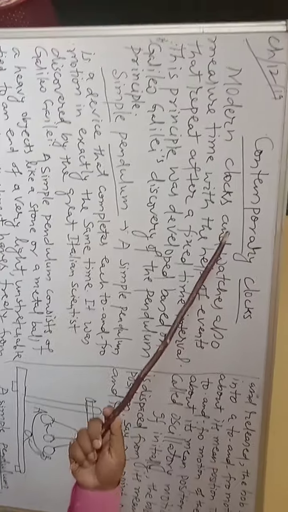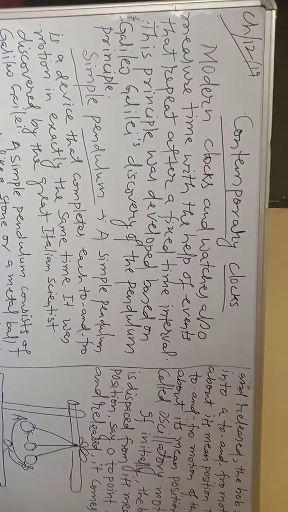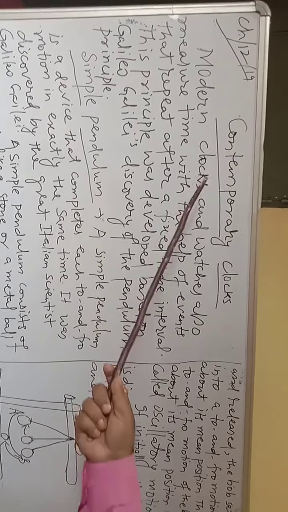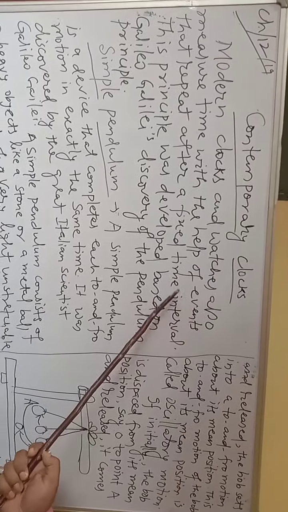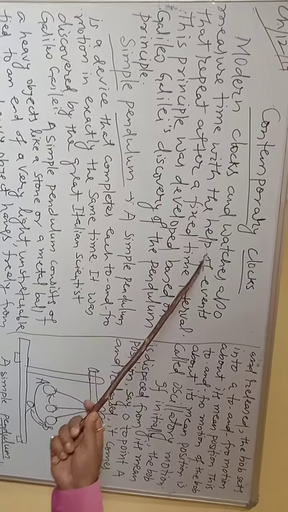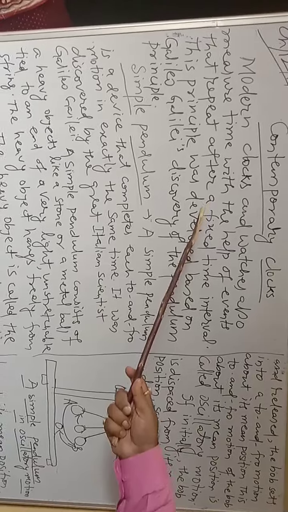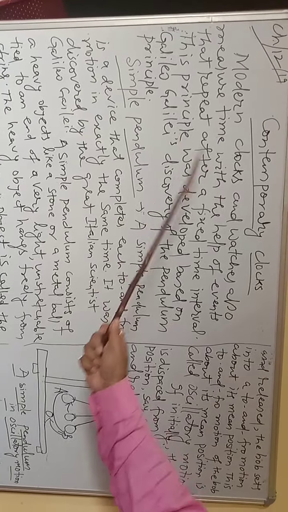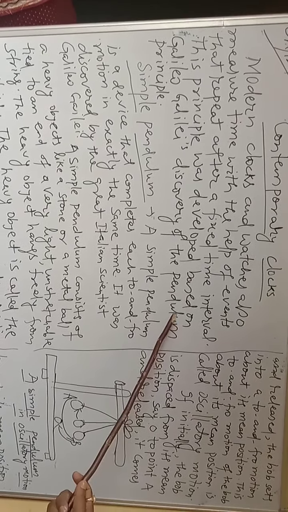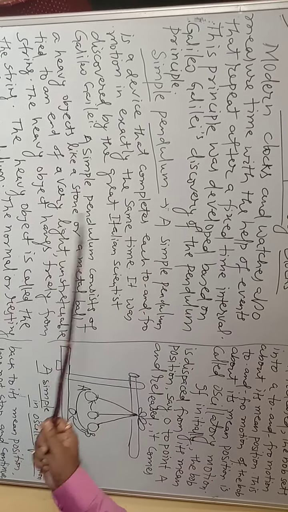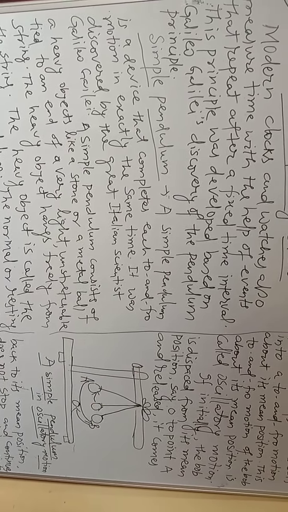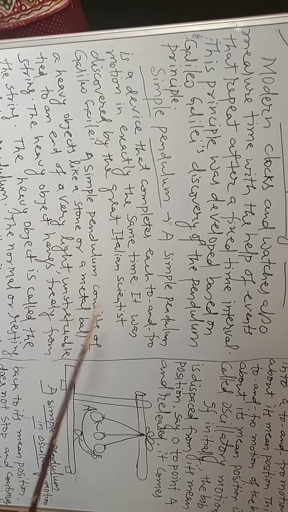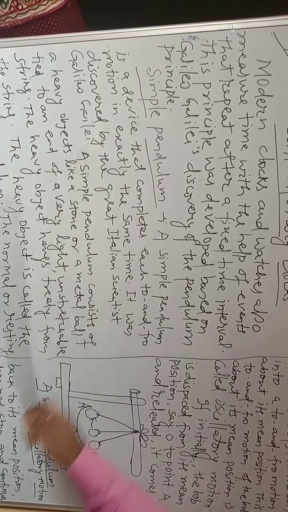So, dear students, what is a contemporary clock? The modern clocks and watches that we use to measure time work with the help of events that repeat after a fixed time interval. This principle was developed based on Galileo Galilei's discovery of the pendulum principle. So we can now discuss the simple pendulum.